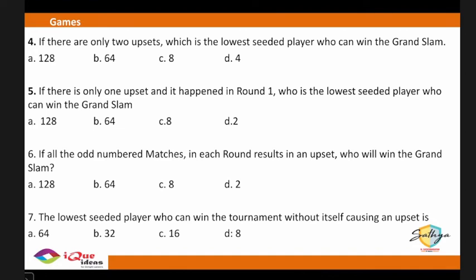For 128 to win, every single match has to be an upset. Minimum how many upsets are required for 128 to win? Around 7. For 128 to win, every round has to be an upset, and there will be 7 rounds in total. So 128's victory needs 7 upsets.